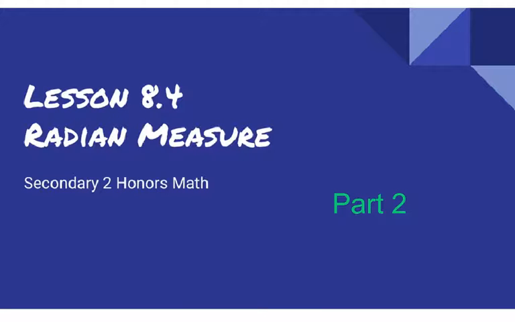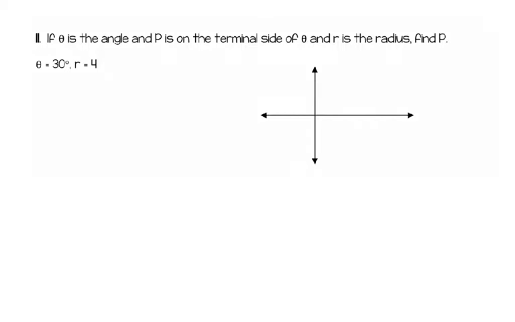This is part 2 for lesson 8.4 on radian measure. Okay, continuing on with number 11, and this is going to be a little bit more review tied in here. If theta is the angle and P is on the terminal side of theta, R is the radius, find P. That's kind of a lot to digest, so let's take it a piece at a time.